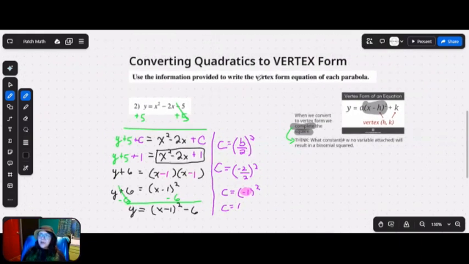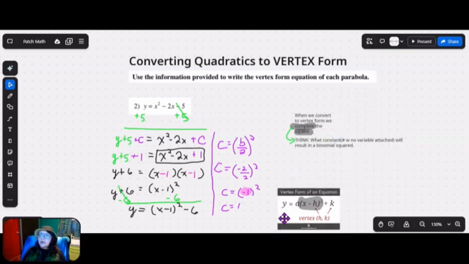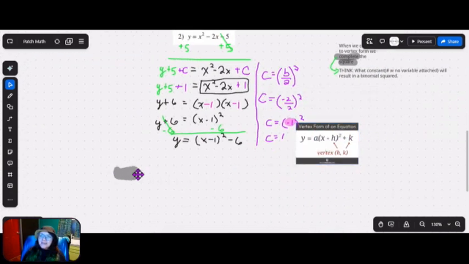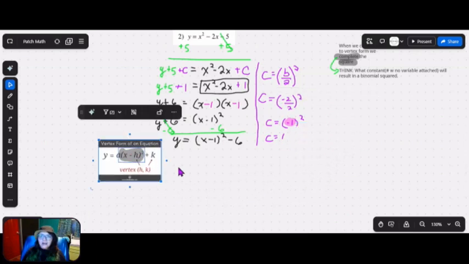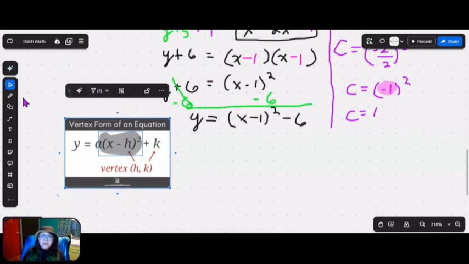This problem only asked us to use the information provided to write the vertex form of the equation. It did not actually ask us to find the vertex. However, I wouldn't be teaching this topic properly if I did not give you the opportunity to find what that vertex is, because it's just right there.